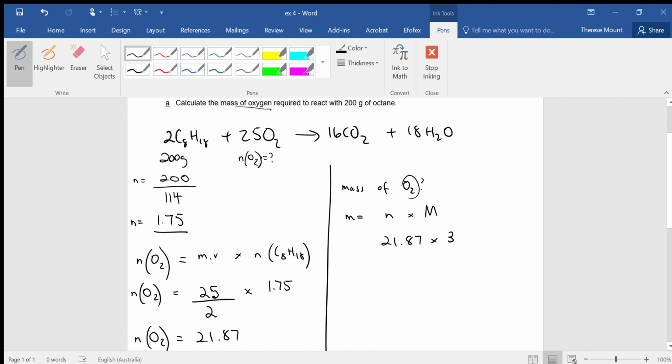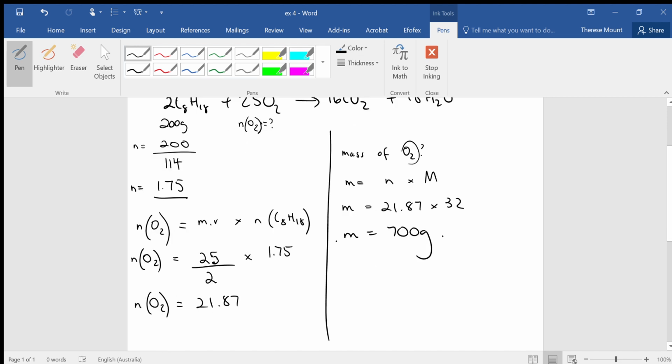Okay, so the gram value that I have is 700 grams. So that's it.